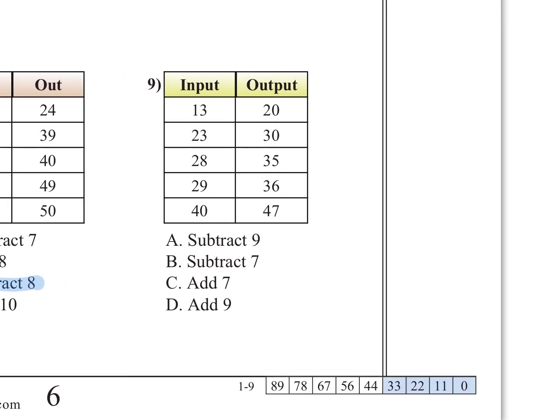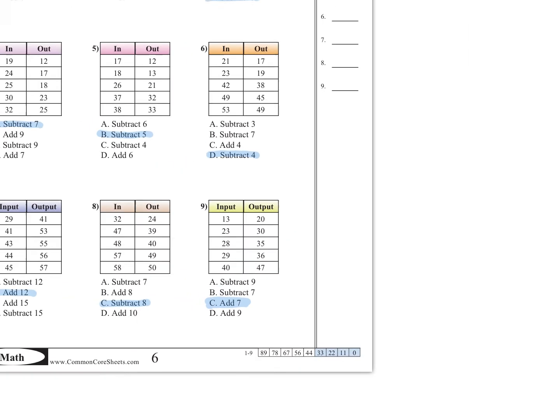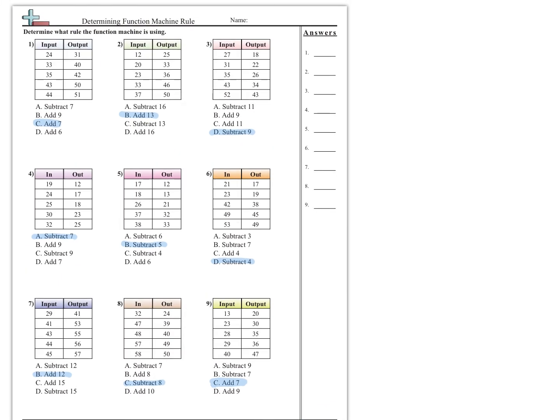And our last one on this page, now we are looking like we're increasing again. 13 plus 7 would be 20. 23 plus 7 would be 30. So we are adding 7. And don't forget on this page to write your answers. Write your answers over here.